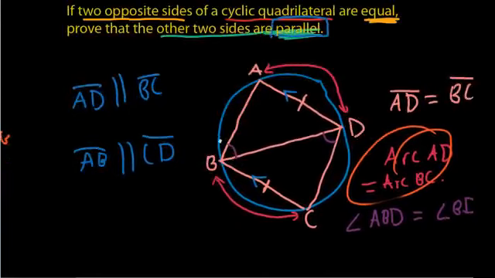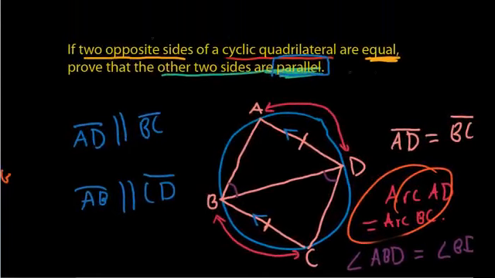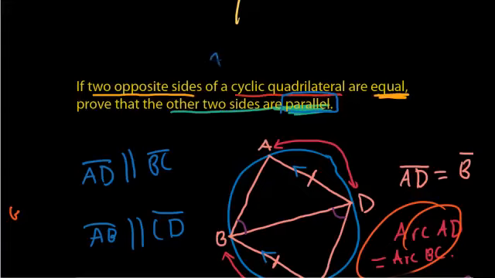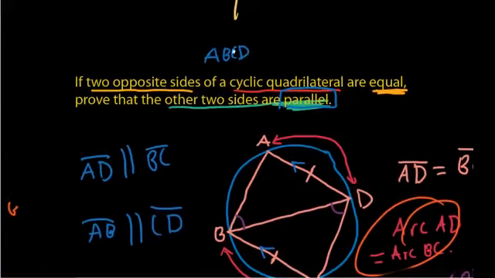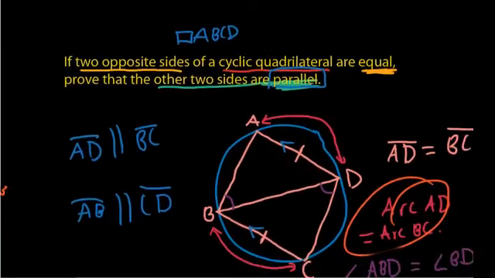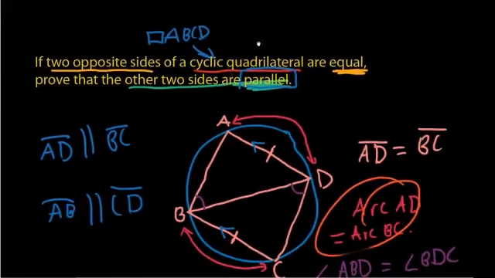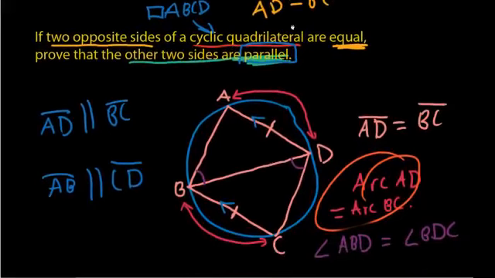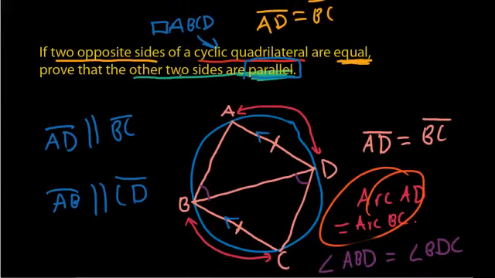So we've shown that two opposite sides of a cyclic quadrilateral are equal. Our cyclic quadrilateral is ABCD, and our two opposite sides, AD and BC, are equal. The other two sides, AB and CD, have been shown to be parallel.